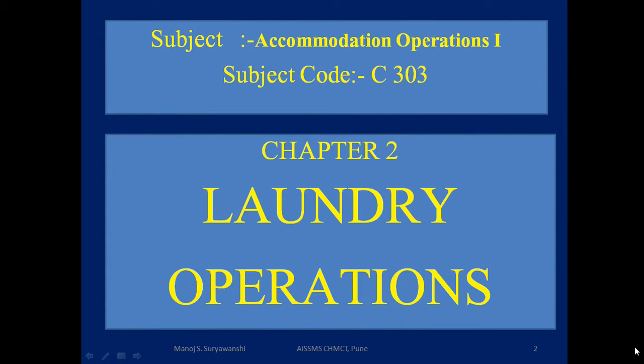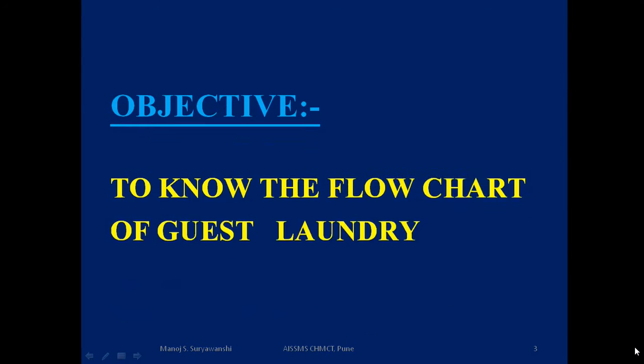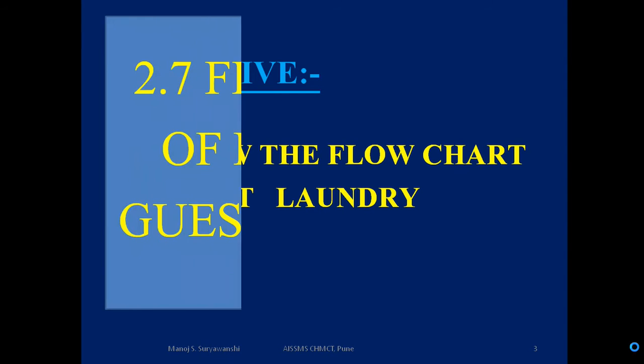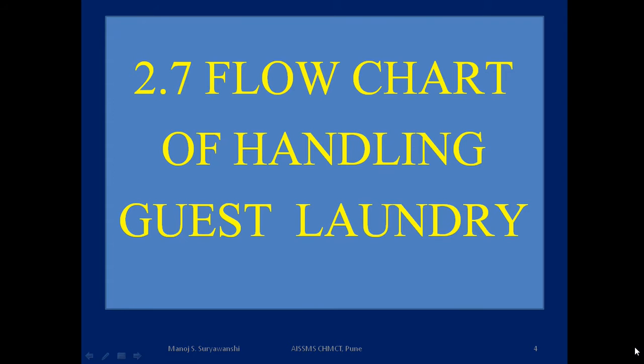Subject Accommodation Operations 1, Subject Code C303, Chapter 2, Laundry Operations. The content of this objective is to know the flowchart of guest laundry. So in this session, we are going to see the process and the flowchart of how to go about guest laundry. This is the actual content flow chart of handling guest laundry.